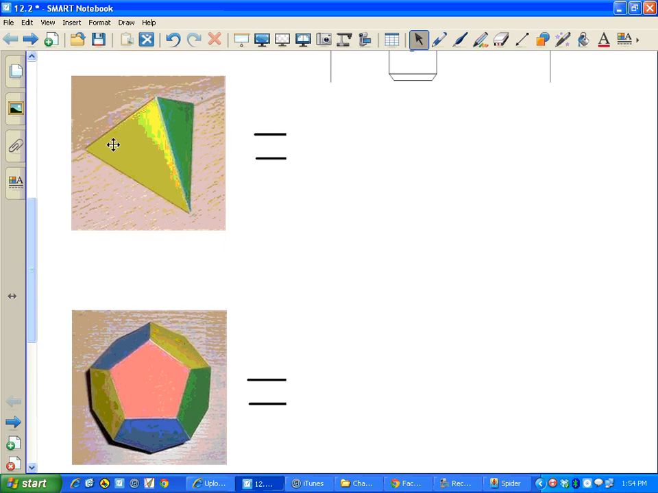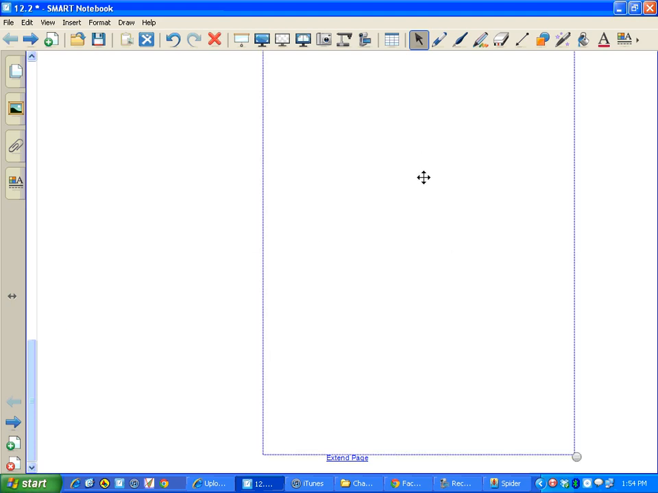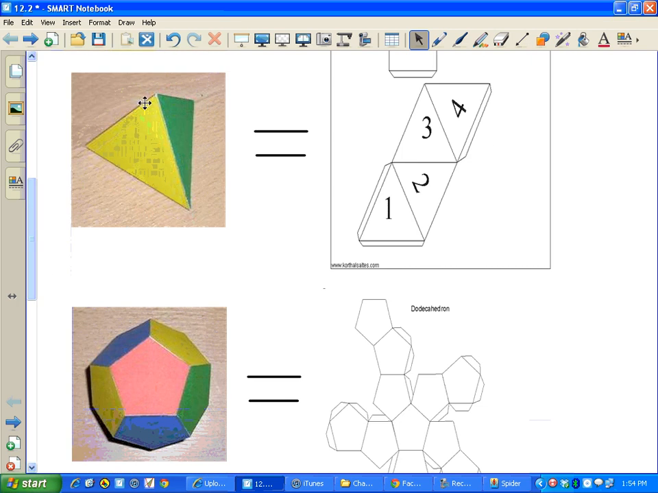This is a tetrahedron. It's a 4-sided shape. It's made of all triangles. So I've got a triangular bottom and 3 triangular sides. This would be the net. Let's get rid of this. This would be the net for that shape. So take a second and draw that one out.